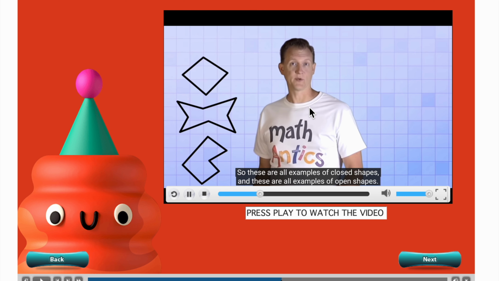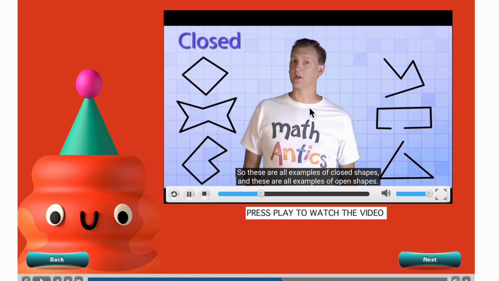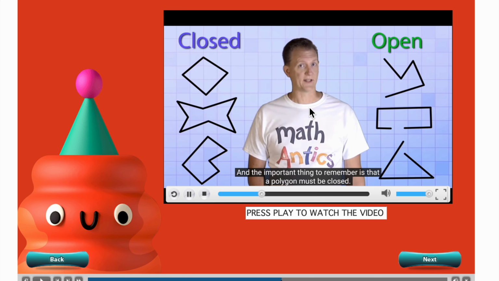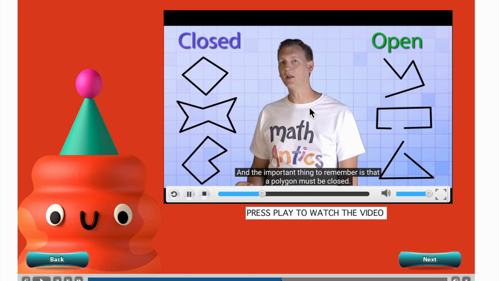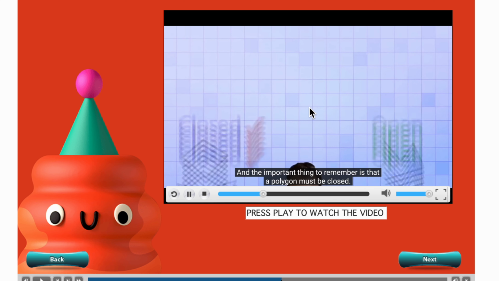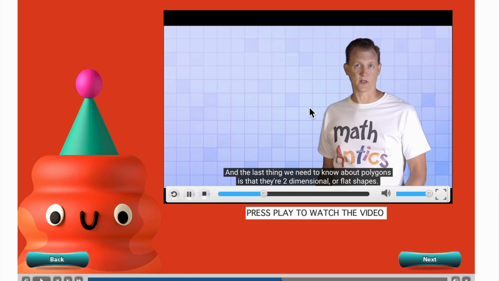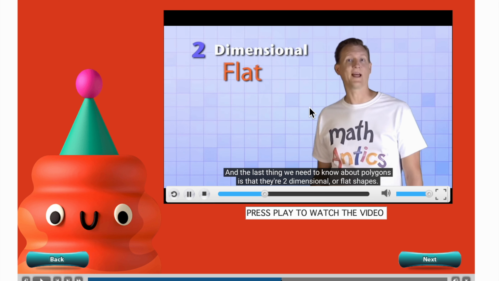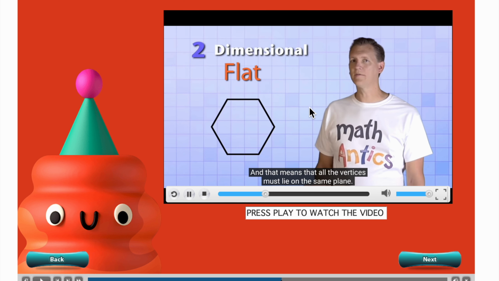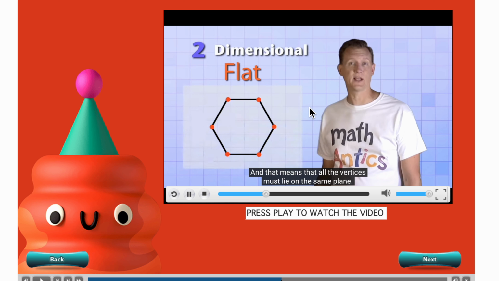So these are all examples of closed shapes. And these are all examples of open shapes. And the important thing to remember is that a polygon must be closed. And the last thing we need to know about polygons is that they're two-dimensional or flat shapes. And that means that all the vertices must lie on the same plane.